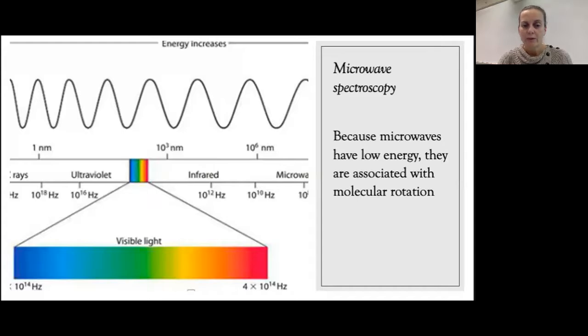And so when we use microwave spectroscopy, because it has a very low energy, it's not going to affect the electrons. It's just going to cause molecular rotation. So it's going to move the molecules around. It's going to cause them to turn on their axes. And this is exactly how a microwave heats your food. Because as the microwaves hit your food, they penetrate into the food, they cause the molecules to vibrate and to rotate. And that movement, as we know, that kinetic energy is temperature. And so it heats your food up. We use microwave spectroscopy to look at molecular rotation.